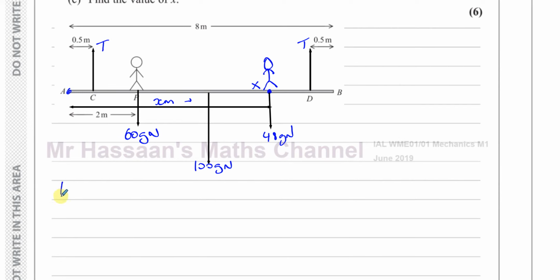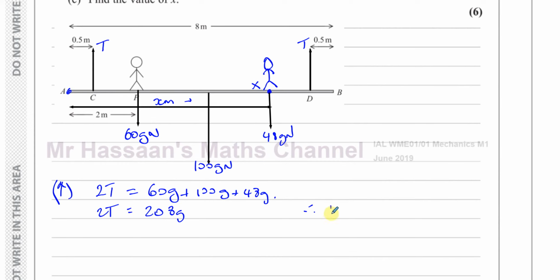And we can, first of all, let's do this first. Let's take the upwards, this is an equilibrium, so the upward forces and downward forces are equal. So we have the upwards forces, which are T plus T, which is 2T, equal to the sum of all these forces, which is 60g plus 100g plus 48g. So we can say 2T is equal to 208g. Therefore the tension in each of the strings is 104g newtons.